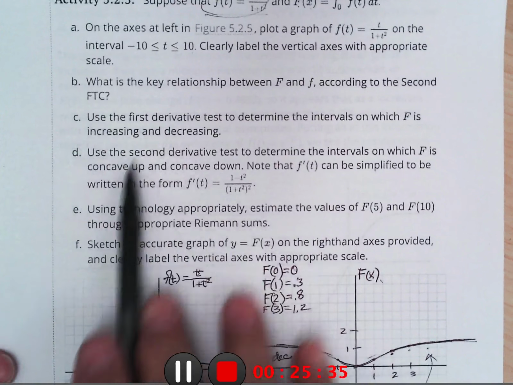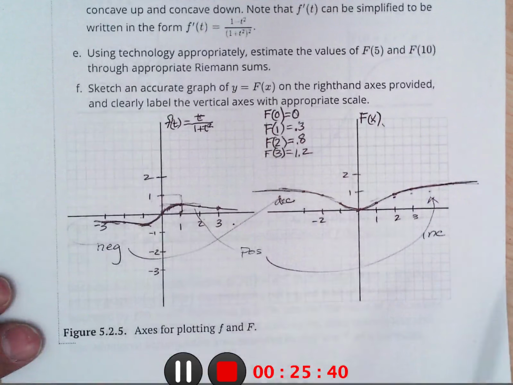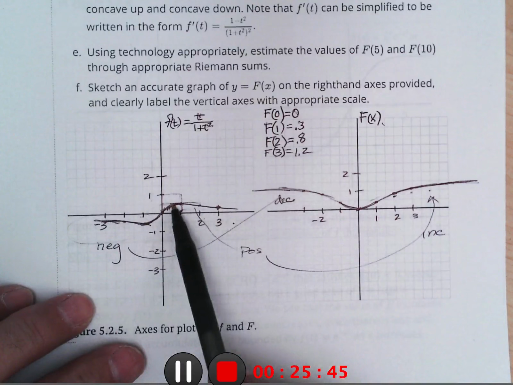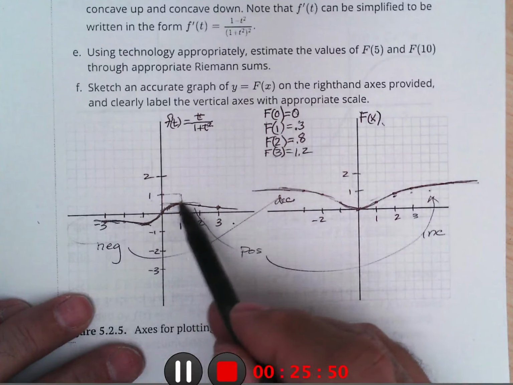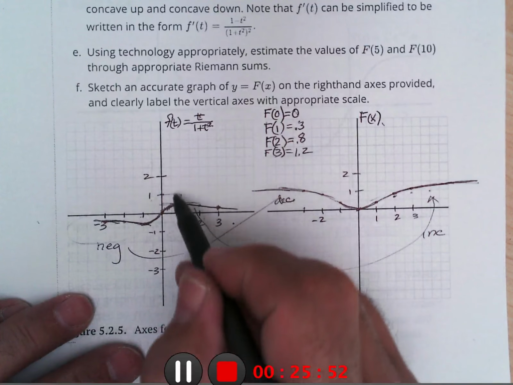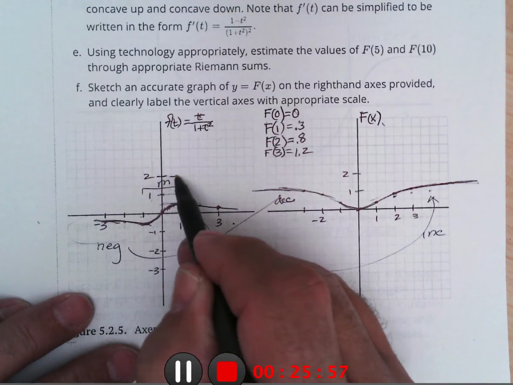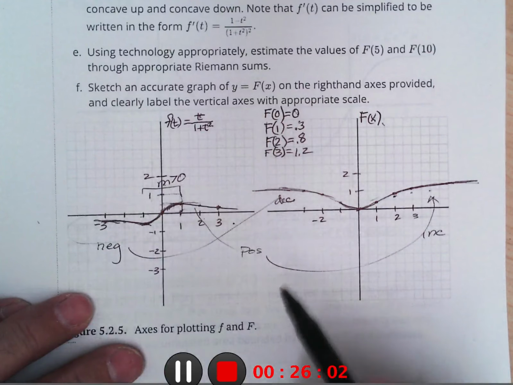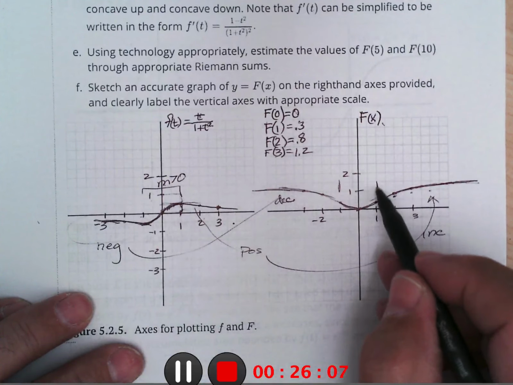Then it says, what about the second derivative test? Well, the second derivative test is looking at concavity. The first derivative is this, and the second derivative is the slope of this one. So the slope here is positive, and the slope here is positive. The slope m is greater than 0. Slope is positive. m, like in y equals mx plus b, slope, is positive, which means over here it has to be concave up.